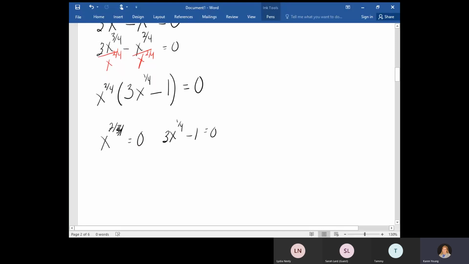Now, it doesn't matter what our exponent is when it's set equal to 0, because 0 to any power is still 0, right? So with this one, x to the 2/4 equals 0. Well, just for the sake of following through with my pattern here, I'll change colors. We're going to flip this to get just x. So I'm going to flip the 2/4 to the 4/2. I've got to flip them both.